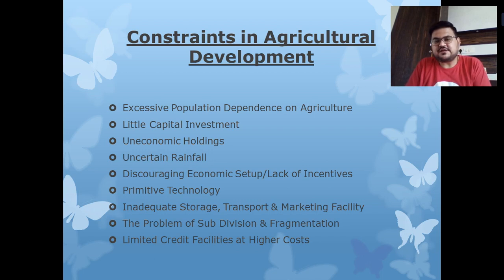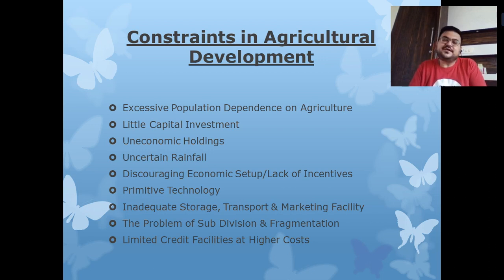Problem of subdivision and fragmentation. So we know that everything is subdivided by the government. Everything is divided into different sections. So it is very difficult to reach the demands of the people. Someone needs a particular type of grain and some other person needs another type of grain, and it is very difficult to fulfill the needs of the people.